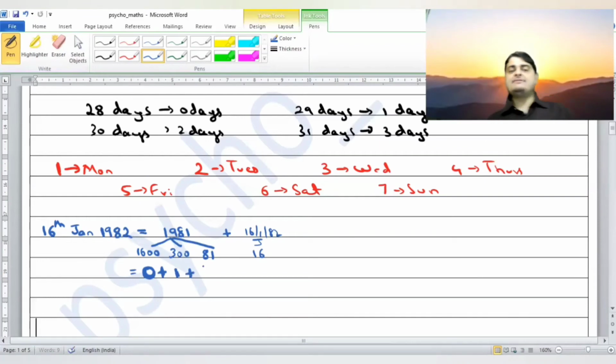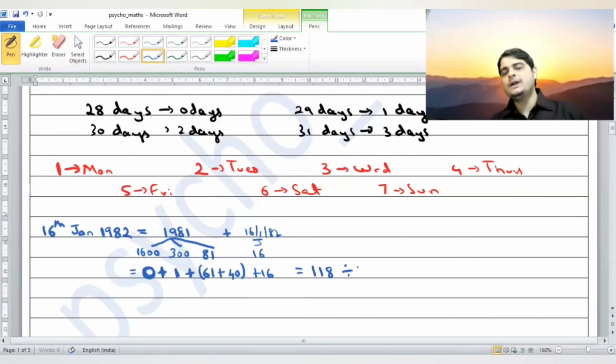Now in 81 years, out of 81, 20 are leap years, so 61 will be normal years. So 61 days for normal years and double of 20 is 40. And this is Jan, so the month has not been completed, so we will just add 16 to it. So check the total of extra days. It is 62, 102, and 102 and 16 is 118.